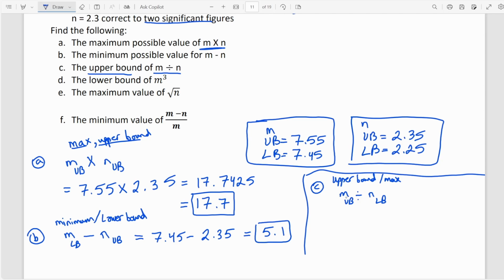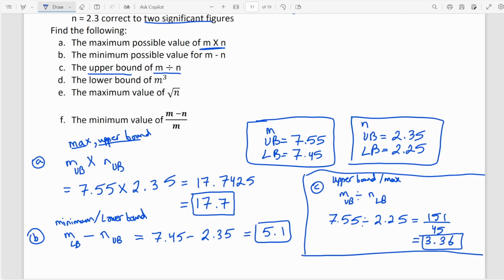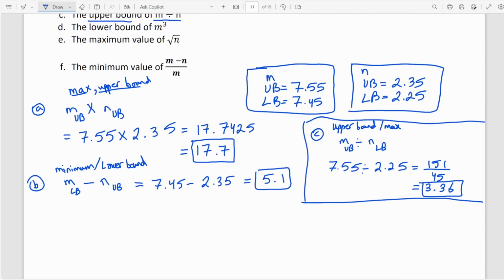So again, we take the upper bound for m and the lower bound for n. So the upper bound for m is 7.55 divided by the lower bound for n, which is 2.25. You can just go ahead and plug this into the calculator and you'll get 151 over 45, or basically rounded to three significant figures, this would be 3.36. This is the result. Okay, let's move on to part D.